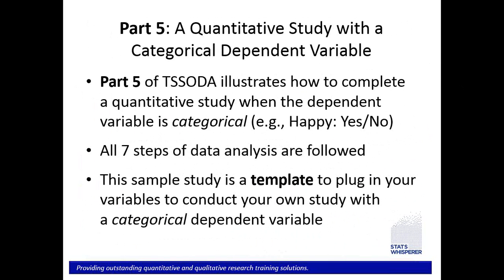Now, paralleling that, part 5 will tell us how to complete a quantitative study with a categorical dependent variable. It's going to be happy, yes or no, in categories, where again, all 7 steps will be applied, and this will be your template when you need to complete a study that has a categorical, known as dichotomous, such as yes, no, dependent variable.